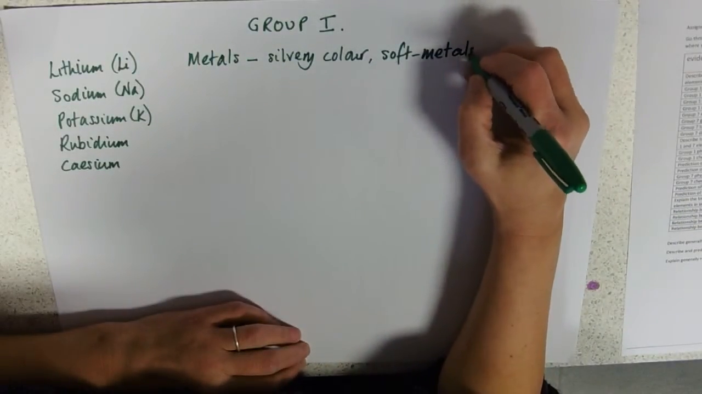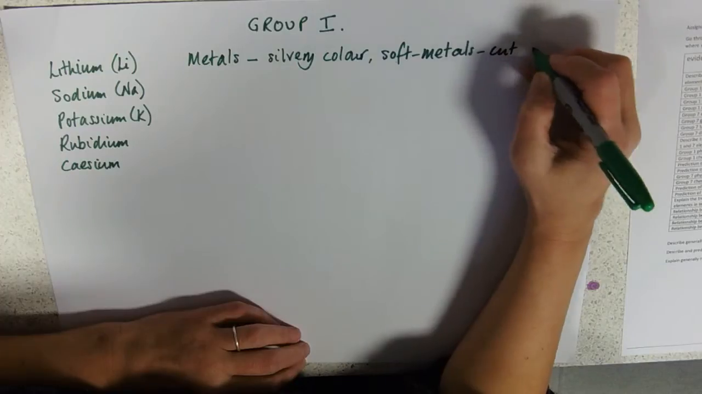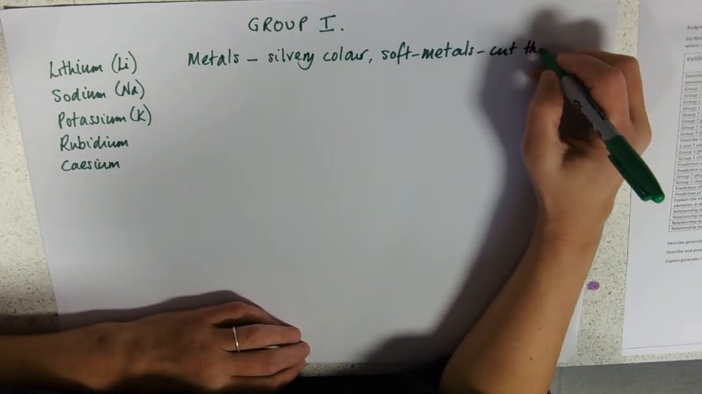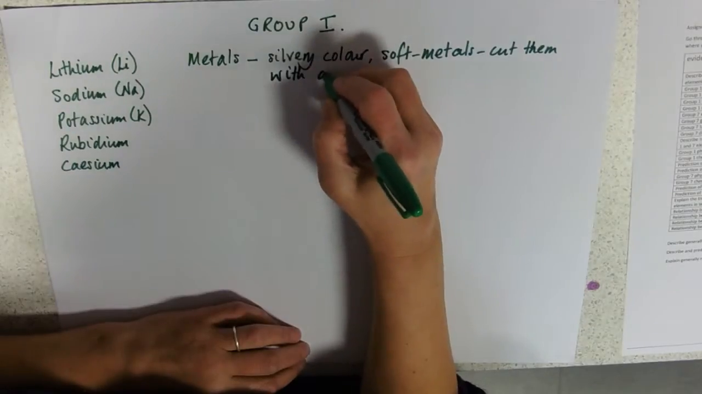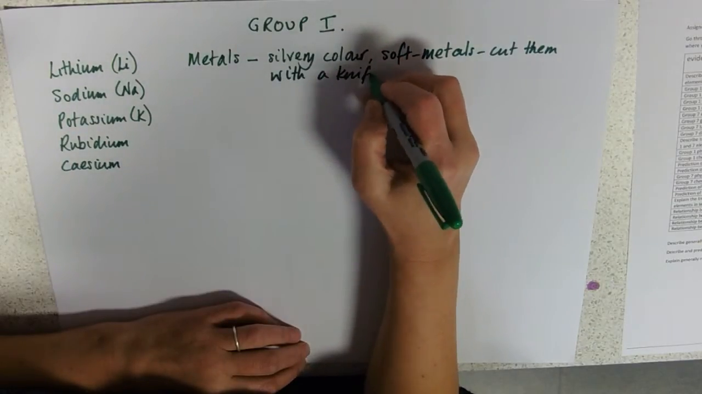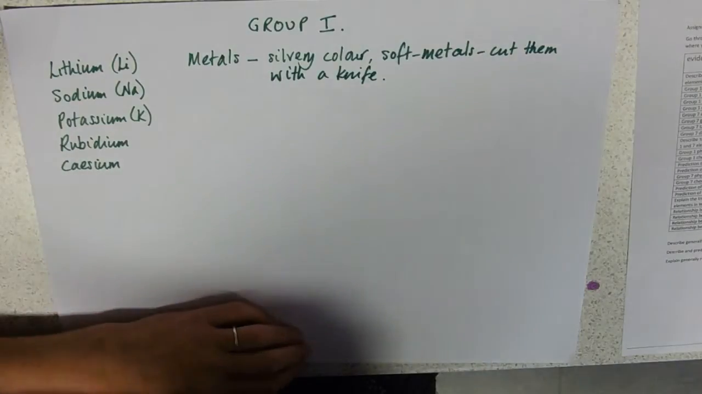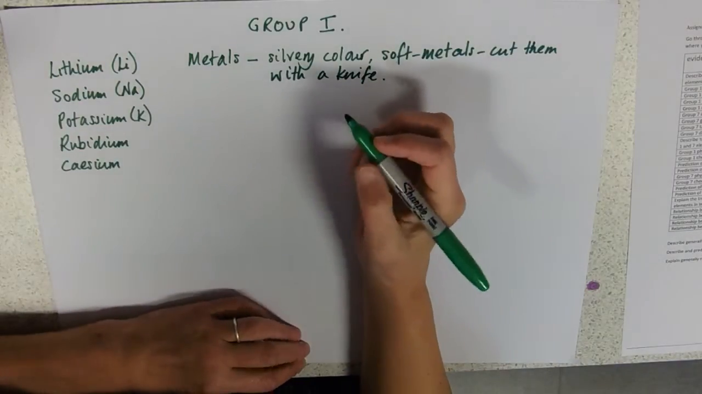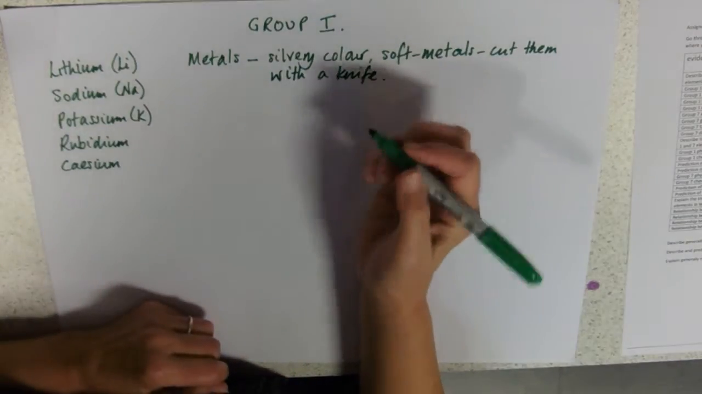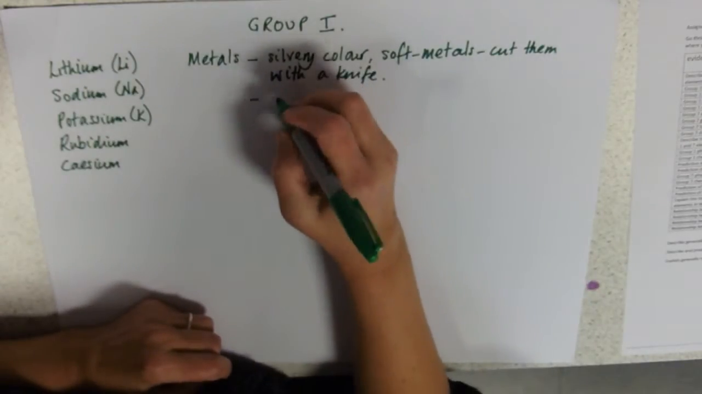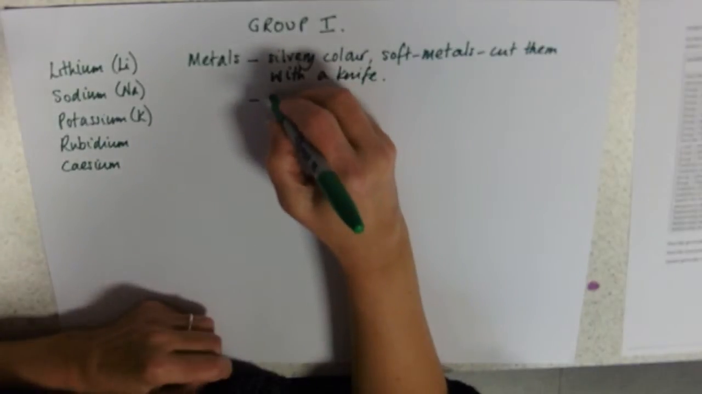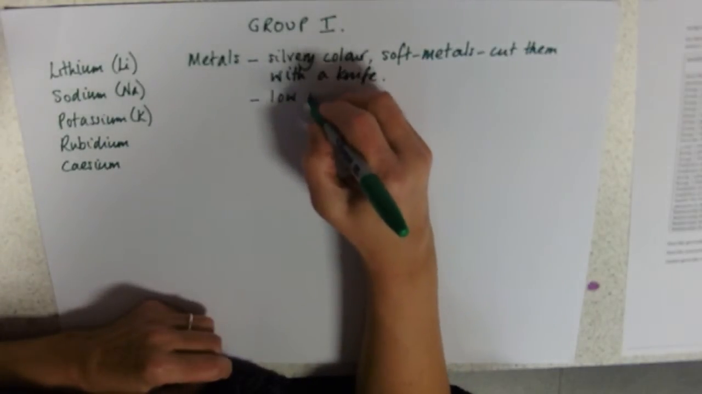So these are soft metals, which means that you can cut them with a knife. So thinking about their other properties, as metals go, they've got reasonably low melting points.